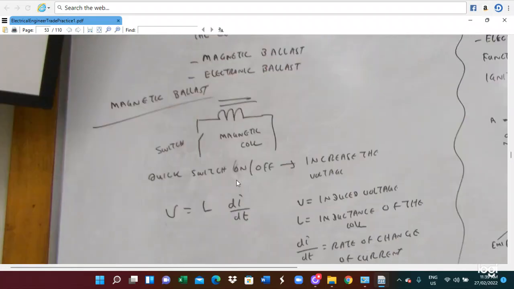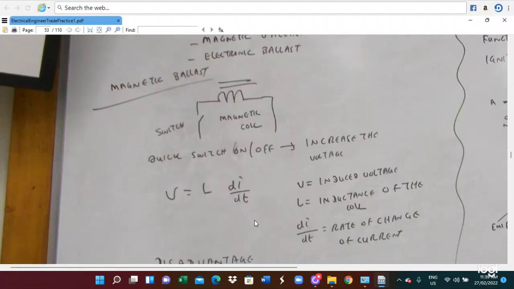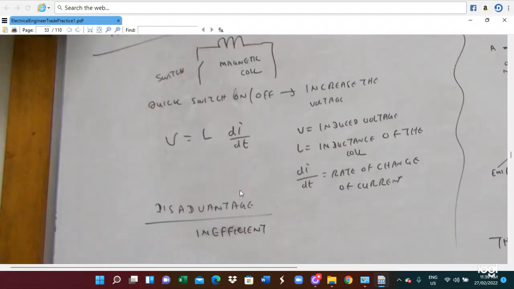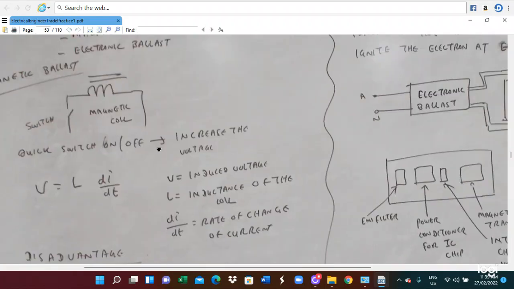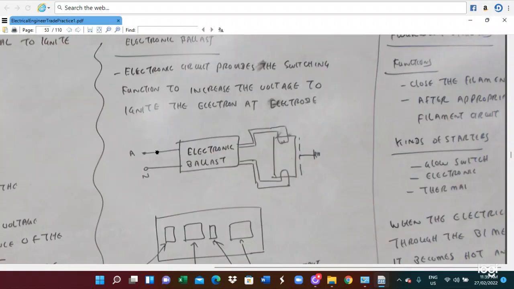That depends on V equals L di/dt. A change of the electrical current can produce a voltage. So di/dt is the change of the electrical current, L is the inductance, and this is the voltage. So when the electrical current changes, it can produce a voltage. The voltage ignites the electrons. So this is the magnetic ballast.